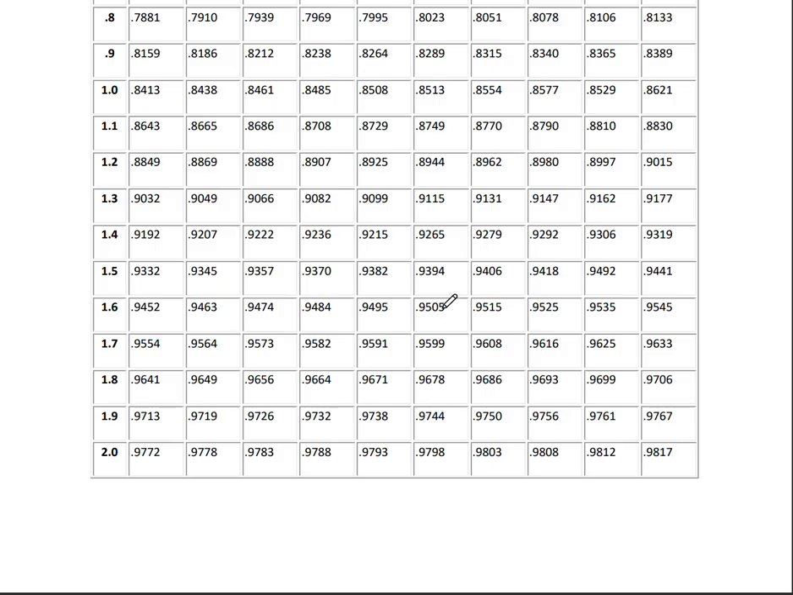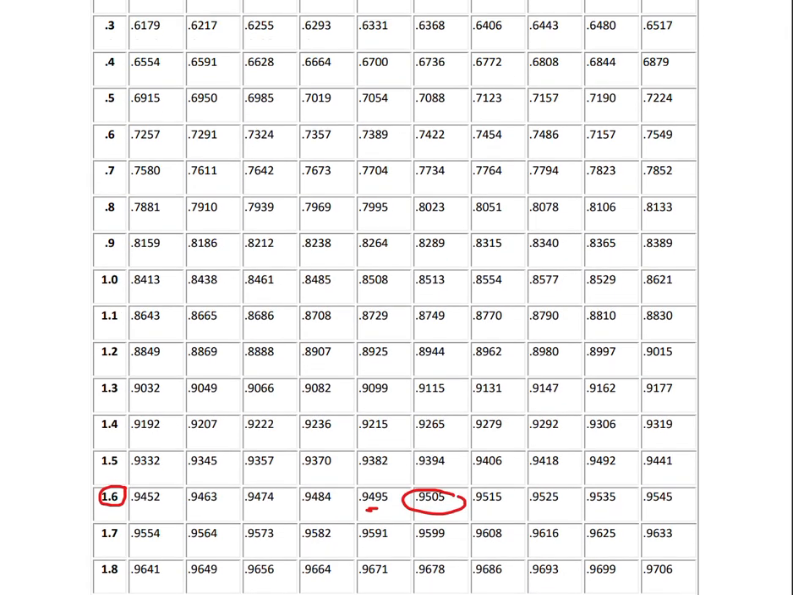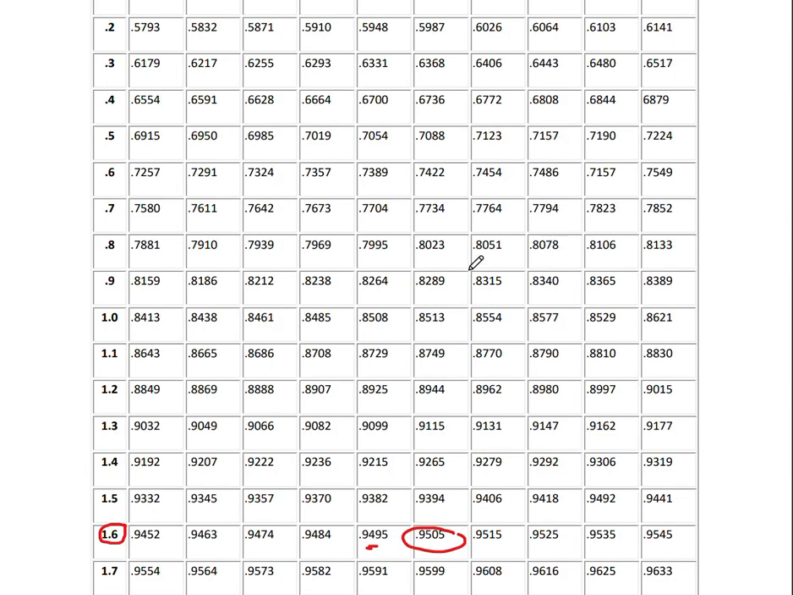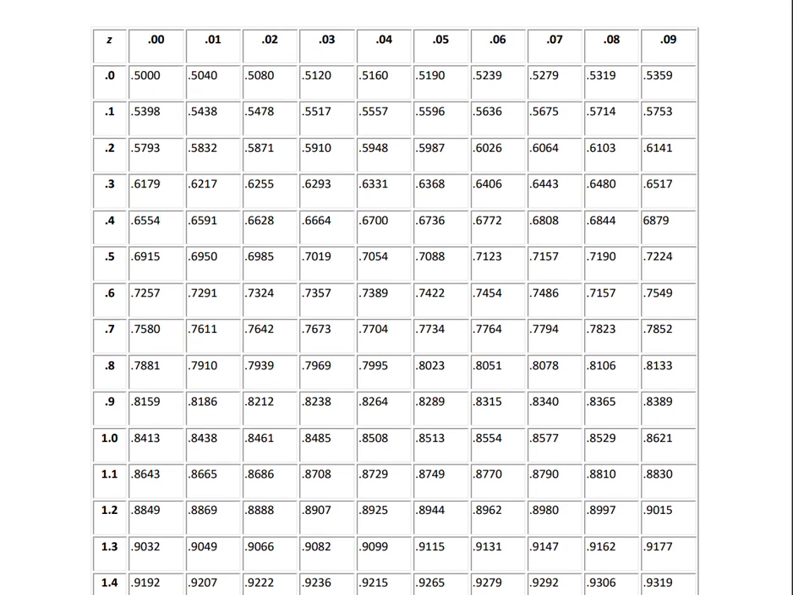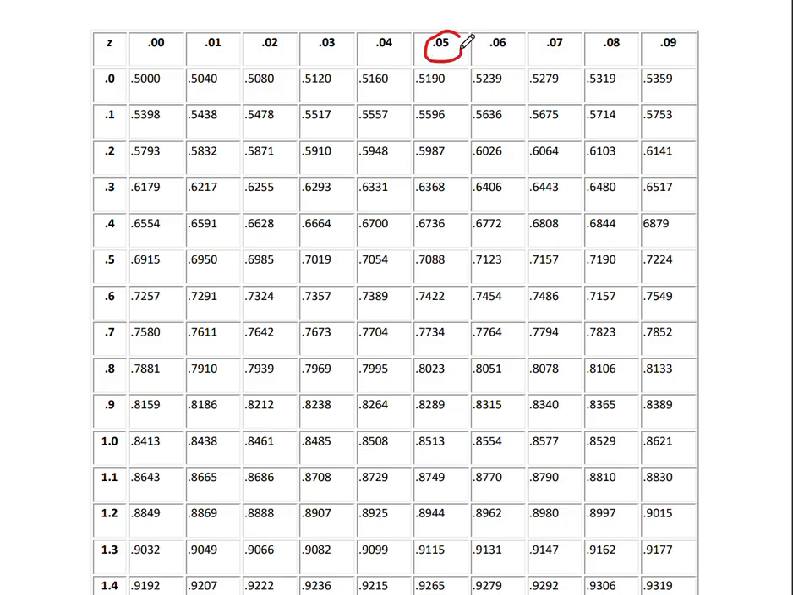So I'm going to use 0.9505 because that is one of the closest numbers here, the other being this, to 0.95 itself. You could use the critical reading for either of them. So now to determine the critical value corresponding to 0.95, I look at the Z column coming down here, 1.6, and then I look at the Z value going up from 0.95. The Z value going up from 0.95 is 0.05.